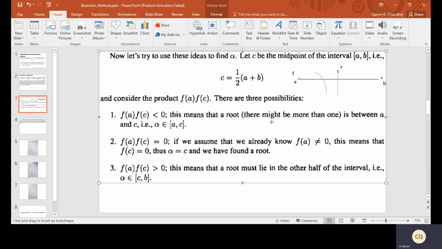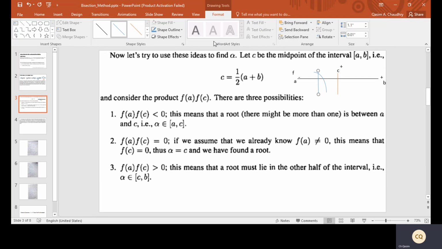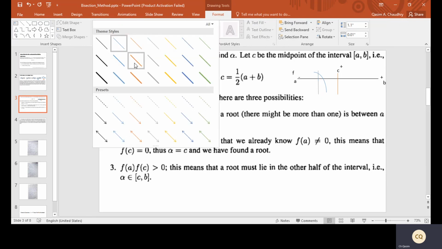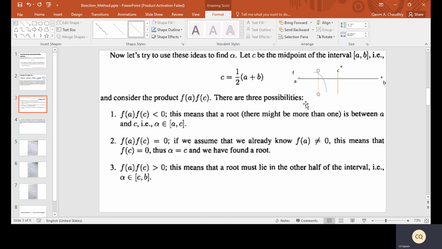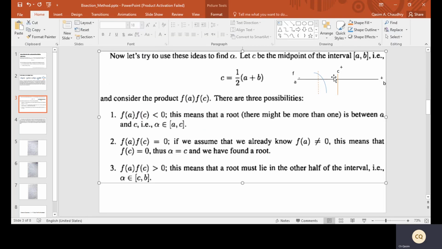So now we have found a new interval that is between A and C. So we can say the root lies between A and C now. Now let's find out the center value. Maybe this one is the center value. This is the rough idea, but you can calculate this one. So students, if you want to change the color, let's say maybe, okay. So this one, dotted line. So this is your new point. This is C1 and this is now C2.